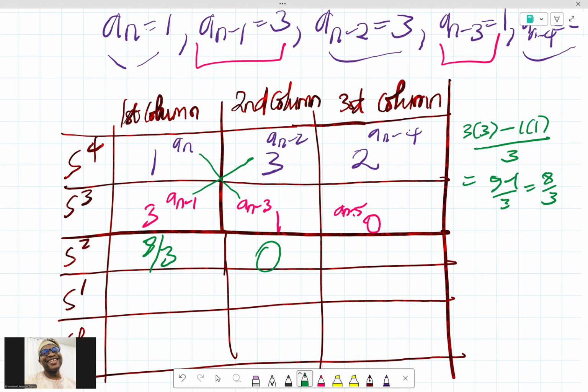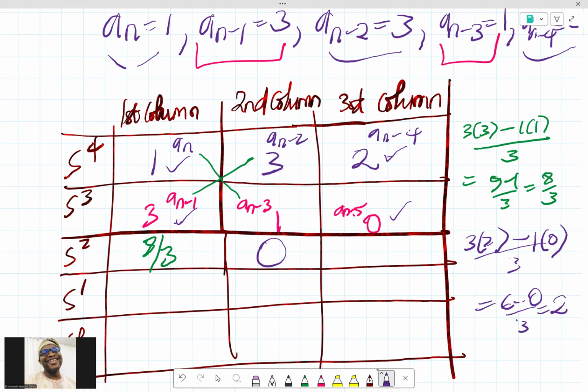And then next, we want to get this. So how do we get this? I think this should be easy, actually. This one now is 3 times 2 minus 1 times 0, all over that 3 we started with. So that's 6 minus 0 over 3. That is simply 2. So it means this place is 2. Of course, if we go further, because there's nothing here, this automatically will be 0.